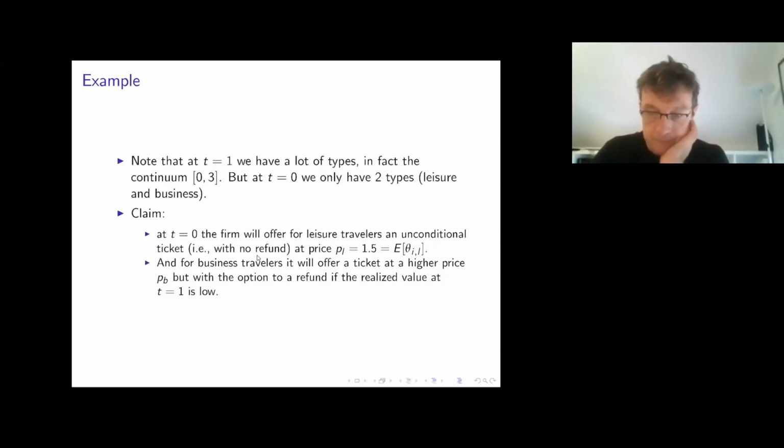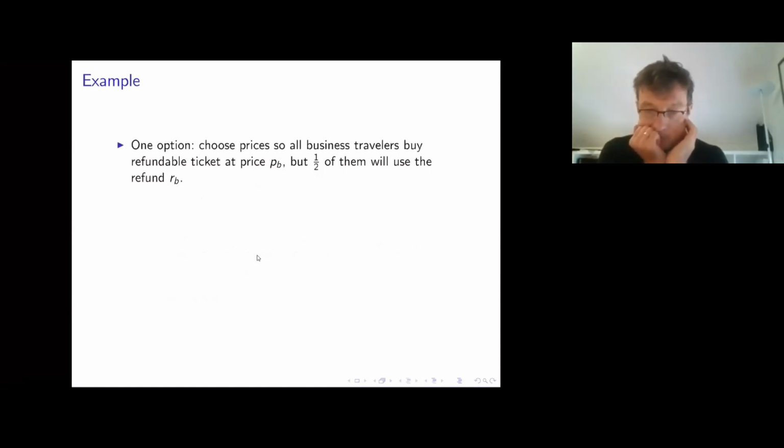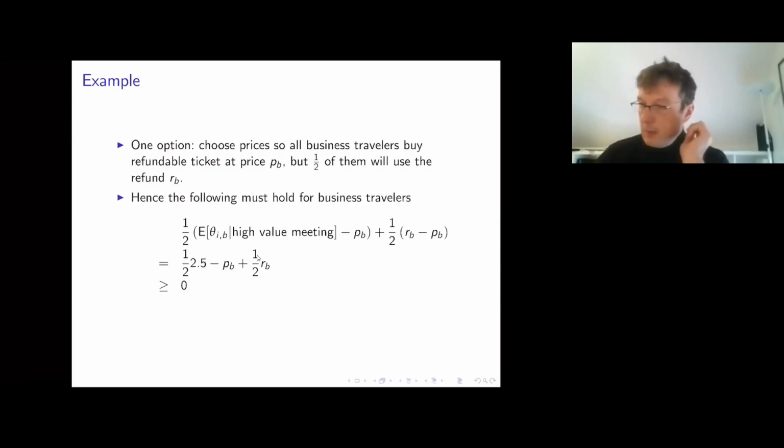So how would that work? Well, we're now asking ourselves, how can we choose a price so that all the business travelers buy the refundable ticket, but then half of them, namely the ones who have a low valuation, are going to ask for a refund. When we're setting these prices, we're setting them in such a way that the business travelers, when thinking about the option being offered to them, want to accept that offer and do not try to mimic the leisure travelers.